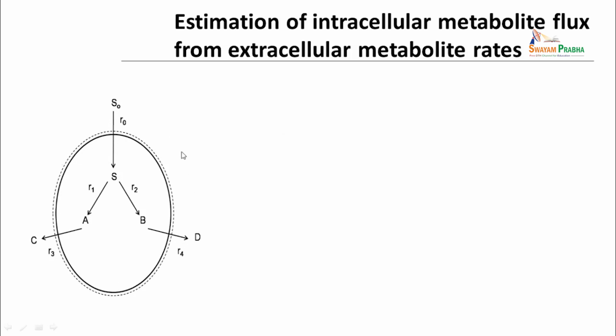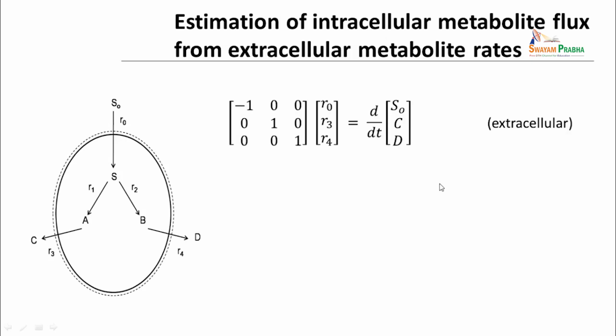This is the same figure that we saw earlier, S0 going to S, which further goes to A and B, A goes to C and B goes to D. S0, C and D are extracellular metabolites, S, A and B are intracellular metabolites. So we are going to measure S0, C and D and then get the rates that are involved here. How do we do that? We know that the formulation corresponding to extracellular metabolites is this. We had already seen that earlier.